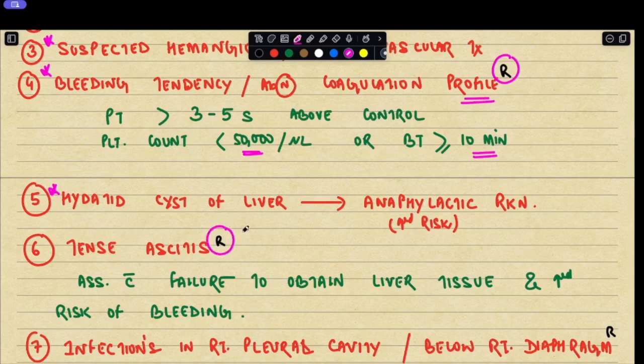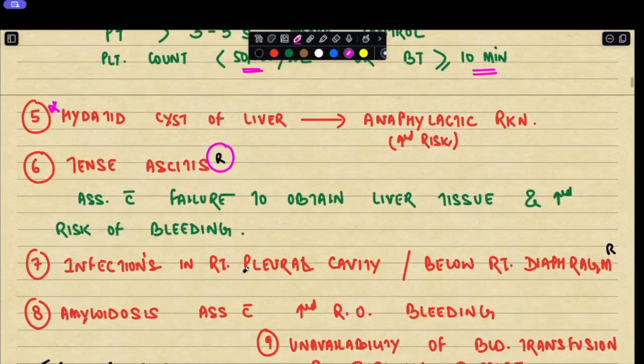Another relative contraindication is tense ascites, because when the entire abdomen is filled with fluid, it will be very difficult to obtain liver tissue, and there is an increased risk of bleeding. After you tap the ascitic fluid, the biopsy procedure might be attempted. Then if there are any infections in the right pleural cavity or below the right diaphragm, again it is a relative contraindication. You can give broad spectrum antibiotics, and when the infection comes down, you can carry out the procedure.